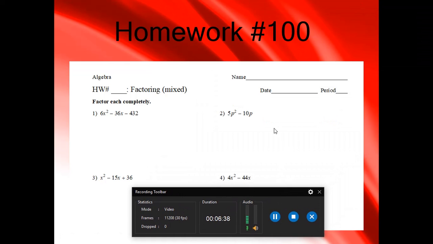This is homework number 100. It starts with question 1. It has 6x squared minus 36x minus 432.